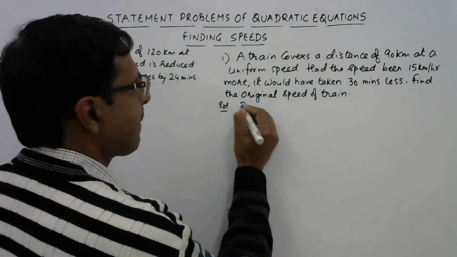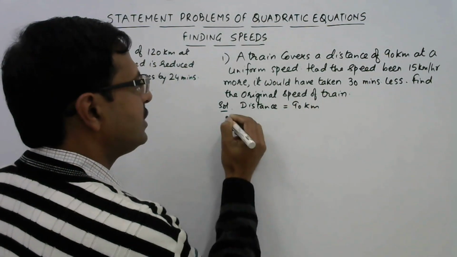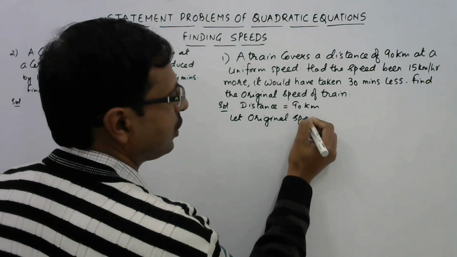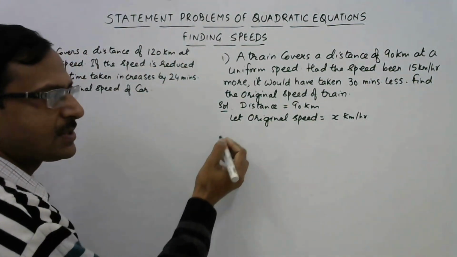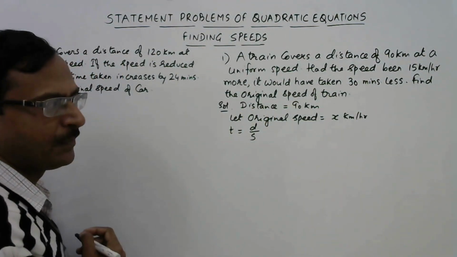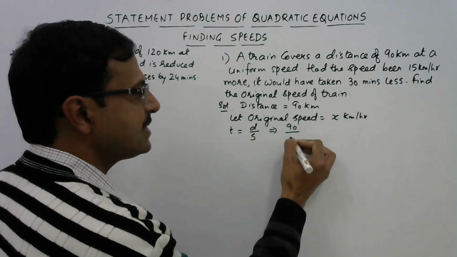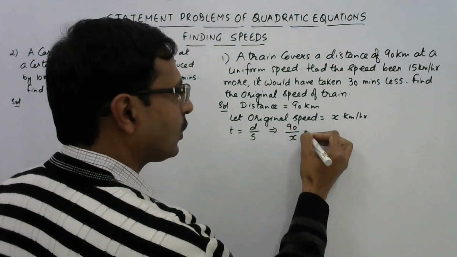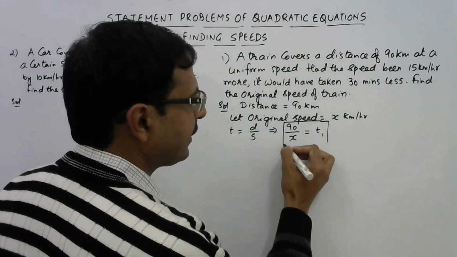See here, distance is 90 kilometers and you need to find the original speed. So you need to assume that let original speed of train be x kilometers per hour. And in these questions, you always use the formula for time, which is distance upon speed. Now, distance is given here as 90 kilometers and speed is given as x. So this is the original time. Okay, I'll call this time as t1. This is the original time taken.